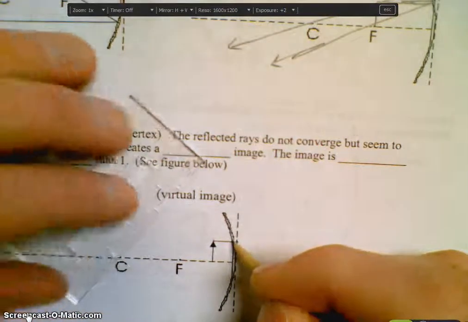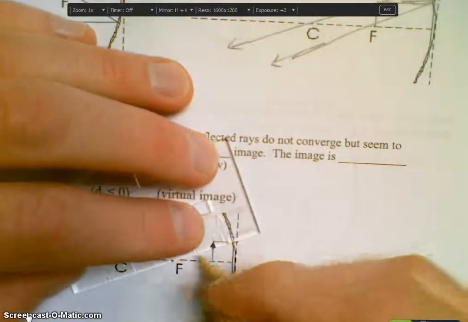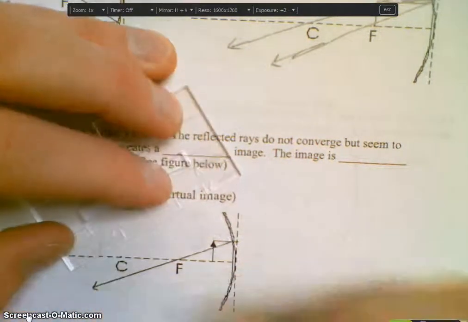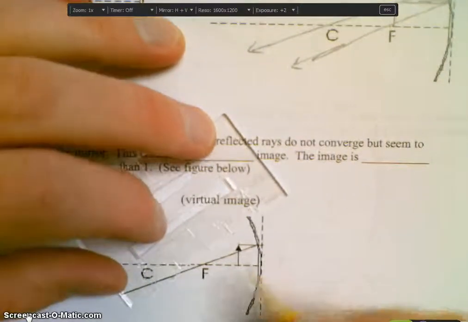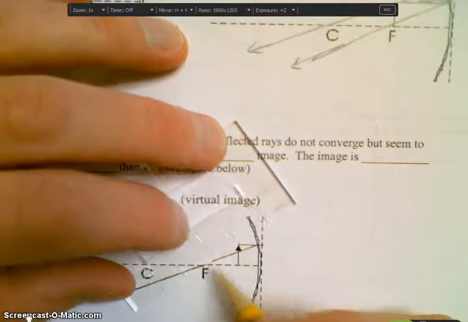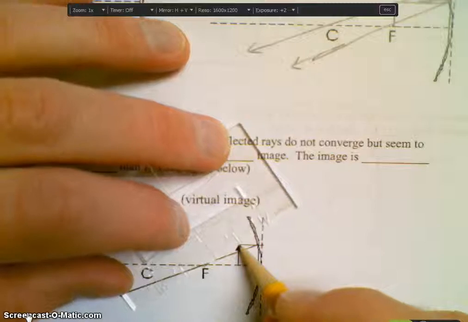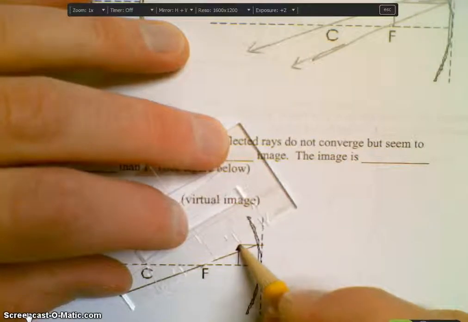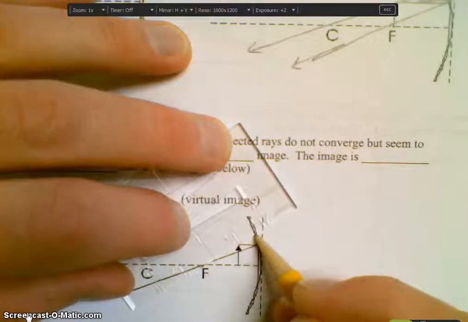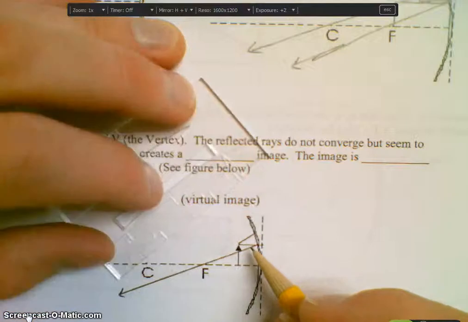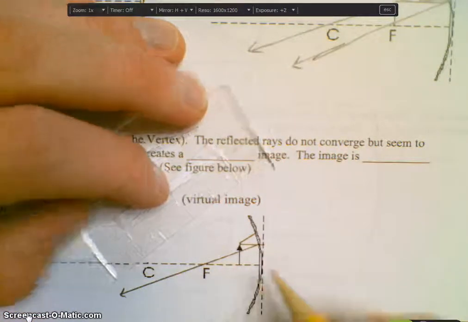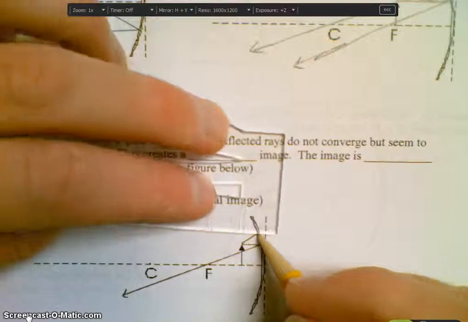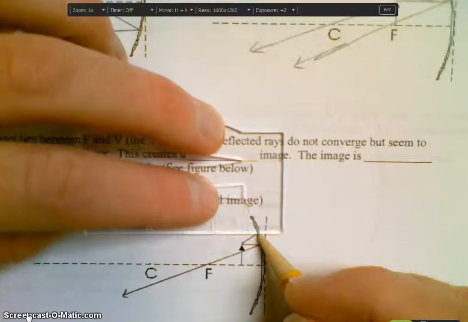And when it strikes, it's going to go through the focal point. And then I have another one as it's coming from F. So if you look here, I'm going to put my marker from F to the top. And as it's coming from F, it goes up here. And then when it strikes the mirror, it reflects how? Well, in this case, it reflects off parallel.